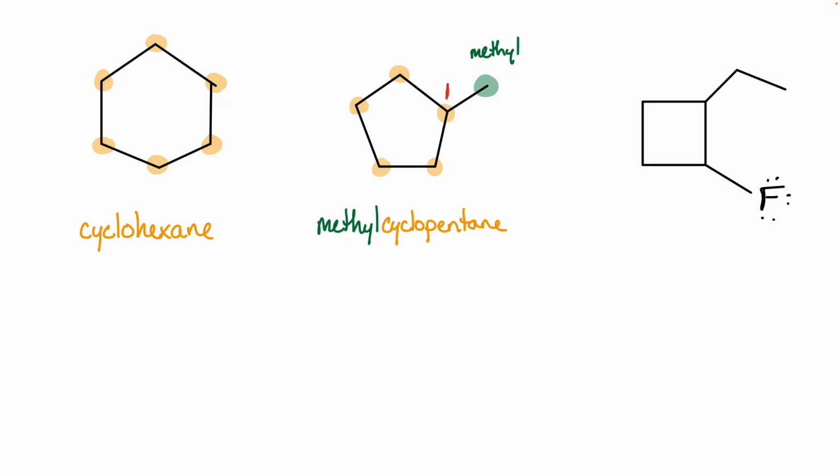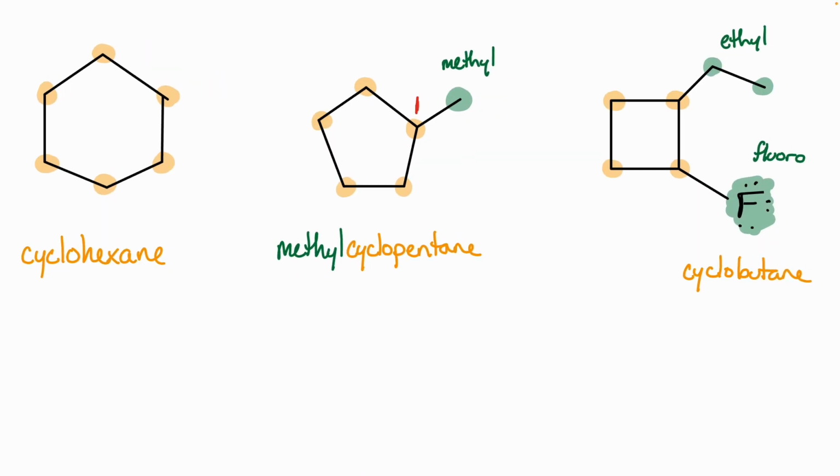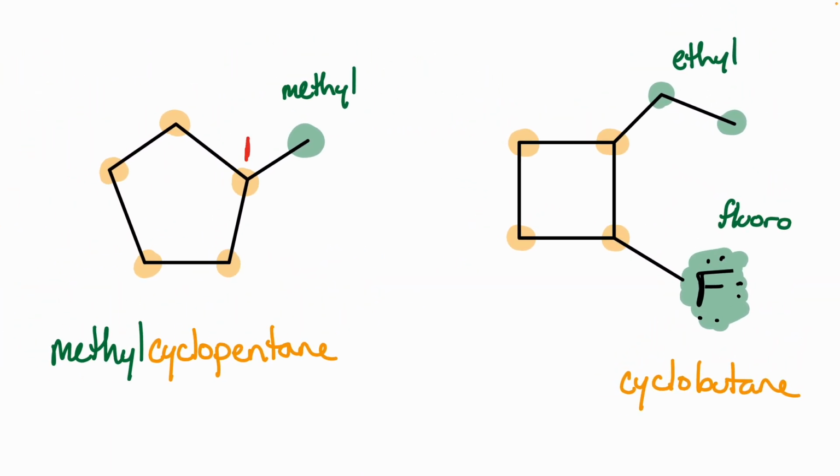All right, what's my parent chain? Cyclobutane. I got two types of substituents here. I have an alkyl substituent that's 2 carbons long, so this one's an ethyl group. I have that halogen substituent, my fluoro group. All right, but now I'm going to number my parent chain here.